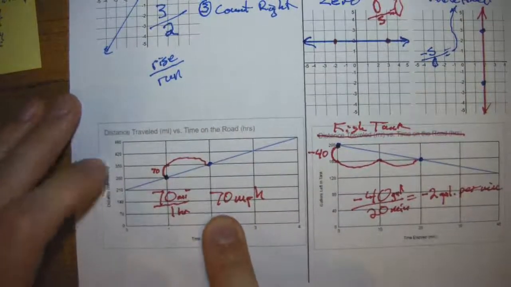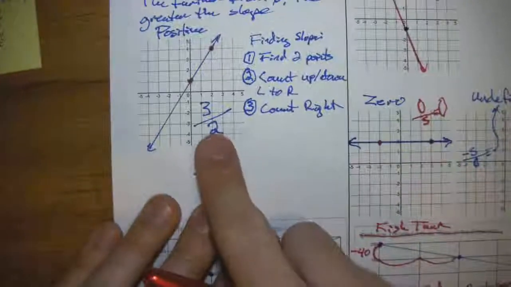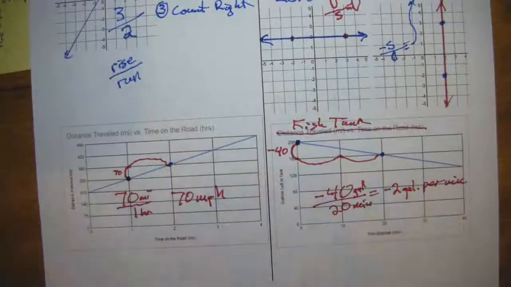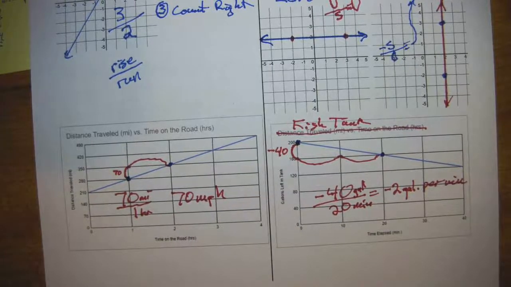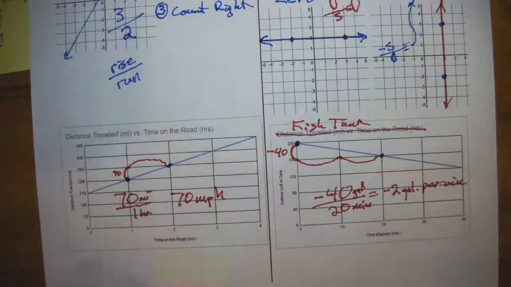It could be a speed. It could be the rate at which we're losing water. It's not just some random number like we see. So we need to keep that in mind. Our rates have real world implications and they're important. So we need to make certain that we know what we're measuring. Is it miles per hour? Is it gallons per minute? We just need to be aware of that.